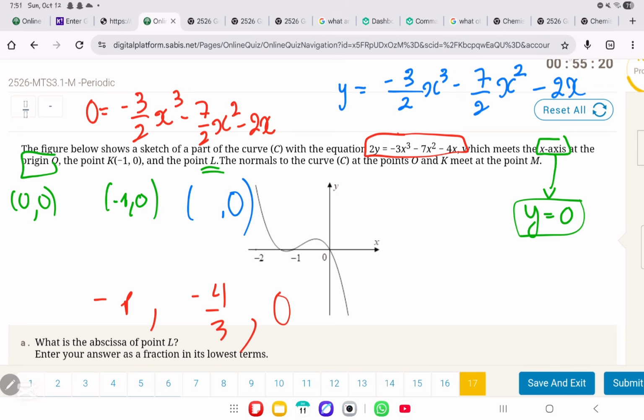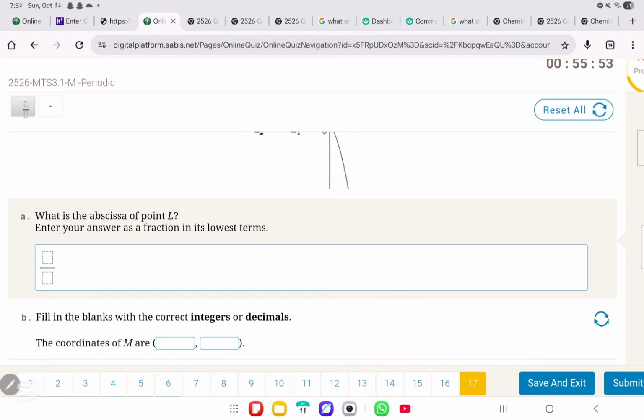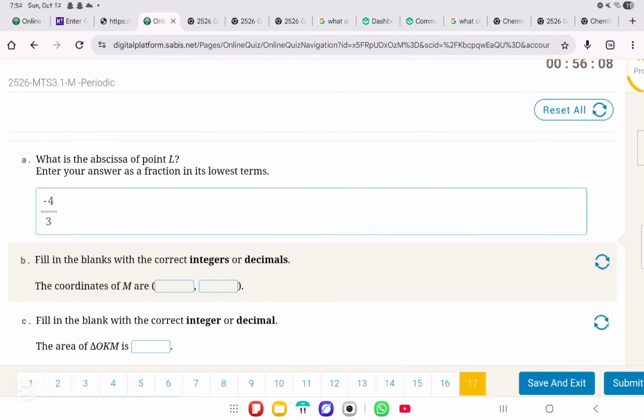So, which points did we already use? We used minus 1, we used 0, so what's remaining is minus 4 over 3. So that means the point over here is minus 4 over 3. Alright, so what is the abscissa of point L? We got it to be minus 4 over 3. Now, what do they want? They want the coordinates of N.